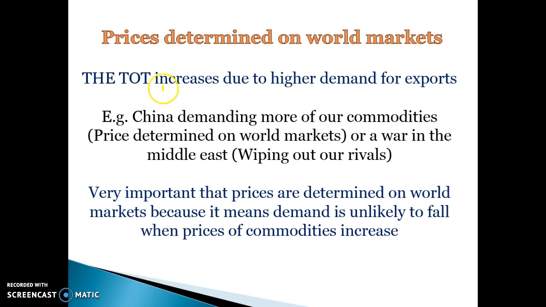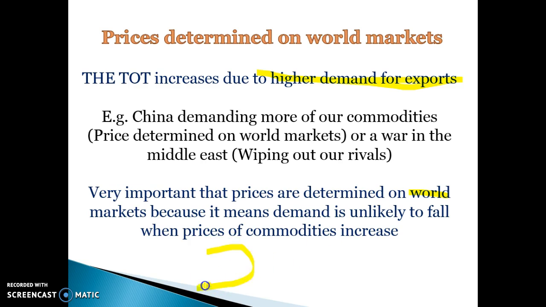So the terms of trade will generally increase due to higher demand for our exports. So if China demanding more of our commodities, like they did in 2012, that caused the price to go up from $30 a tonne to $150 a tonne for iron ore, and therefore that led to a higher terms of trade. Very important that prices are determined on world markets for a lot of these things. So basically, the price of something like iron ore is the same for everyone around the world.